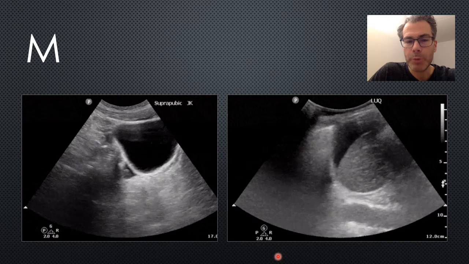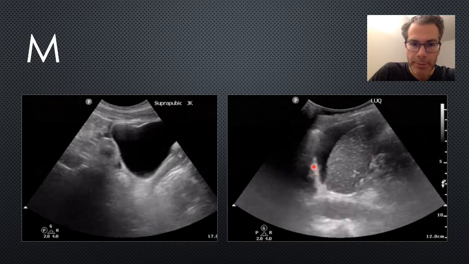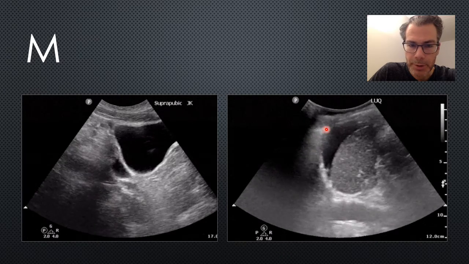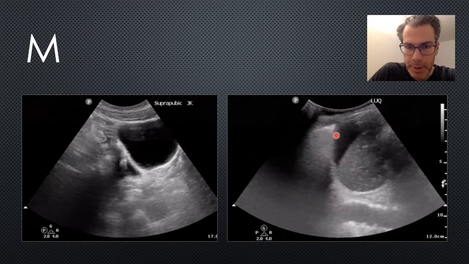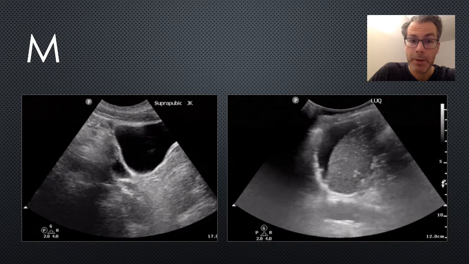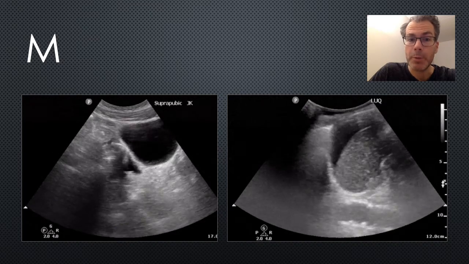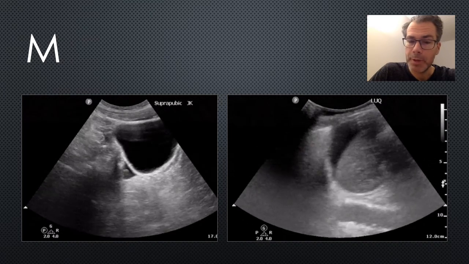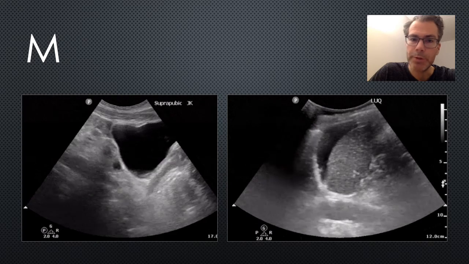And here's a left upper quadrant view. So here's the spleen, diaphragm, the patient's breathing in and out, so the lung is coming down, the lung curtain. And the free fluid here is actually between the spleen and the diaphragm, which is where it tends to collect in the left upper quadrant, as opposed to the right, where it tends to collect more in the Morrison's pouch between the liver and the kidney.